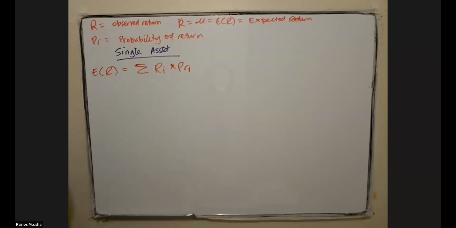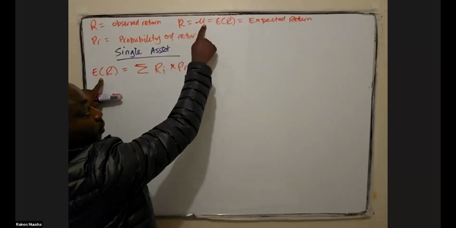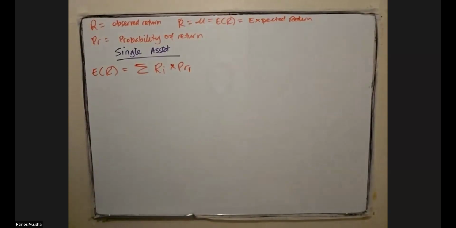So this is how you are able to calculate the expected return. Remember, the expected return can be represented by this notation or by this notation. They all represent expected return, so keep that in mind. Are we on the same page?